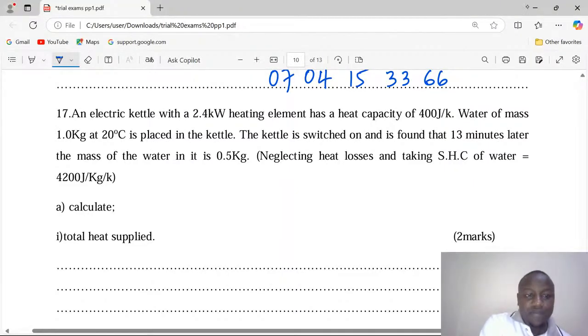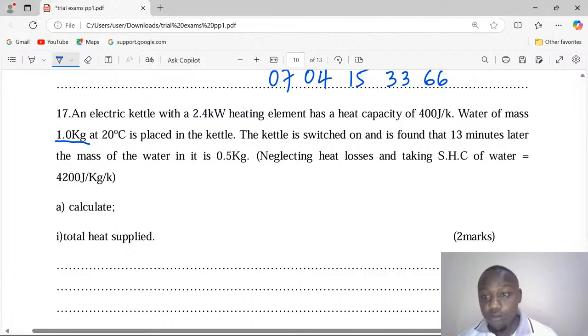Remember, initially we have 1 kg of water, but at the end of the day, what are we finding? 0.5. Neglecting heat losses and taking specific heat capacity of water as 4200 joules per kilogram per Kelvin. That should be capital K for Kelvin, and for kg the k should be small letter. So the constants have not been properly typed, and that can be understood. Calculate part 1, total heat supplied.